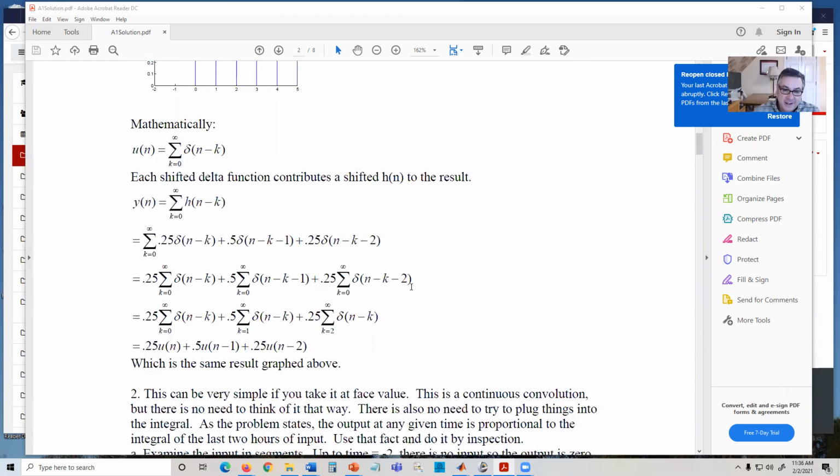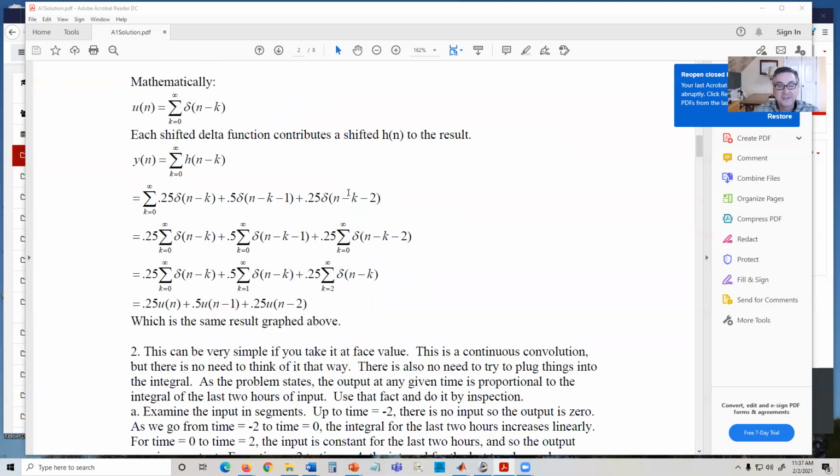I go through how you would do it mathematically, but I'm not going to go over that. It does work out, and of course it's a pain to write all of those symbols and terms.